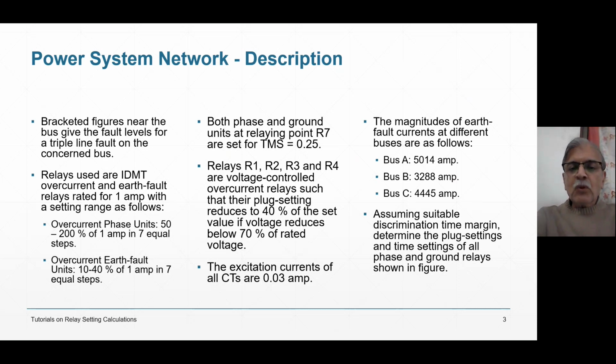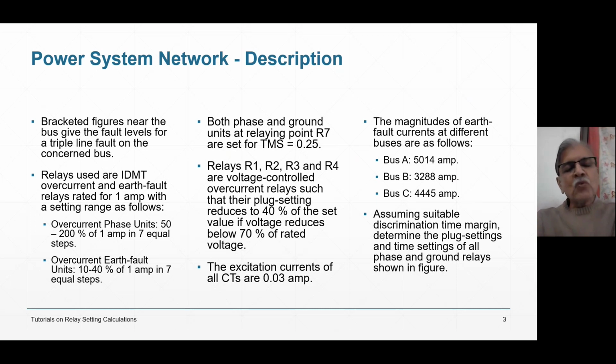Relays R1, R2, R3, R4 are voltage controlled relays as far as phase relays are concerned, the plug setting of which will reduce to 40% of the set value if voltage reduces below 70%. Otherwise, for normal voltage, the normal setting will prevail. The excitation current of all CTs is 0.03 ampere. Magnitudes of earth fault currents, because for ground relays we will need them, not today, but later. And we have to assume a suitable discrimination time margin. Once again, we will adhere to 0.25 second here.